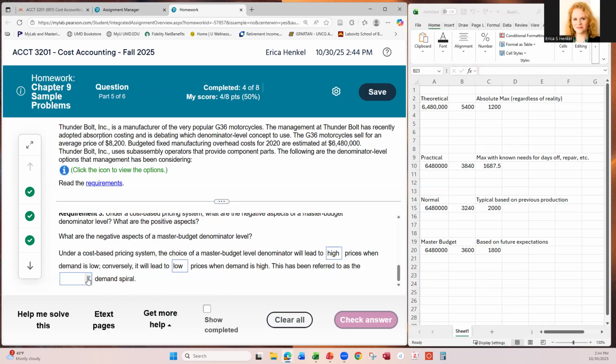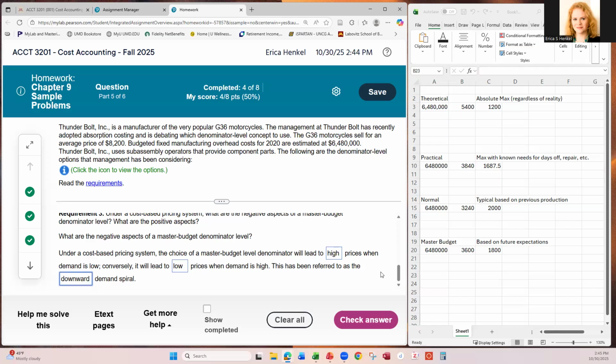And that is called a downward demand spiral, basically. So thinking about that, right? If demand is low and you raise prices, you make it more expensive for people to buy things, which makes your product even less desirable, which means that it will become even lower demand, right?